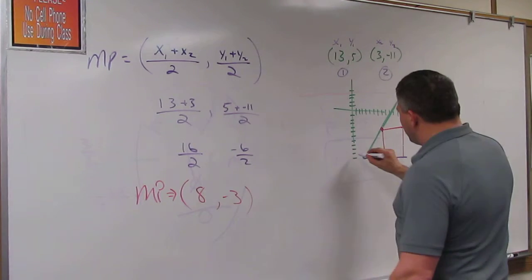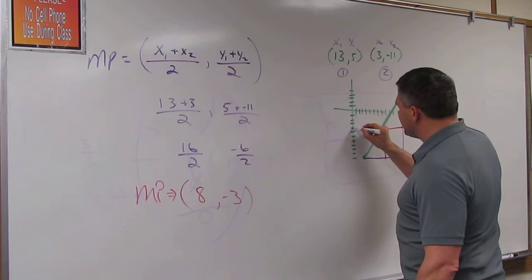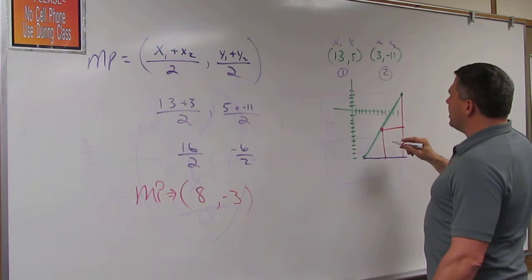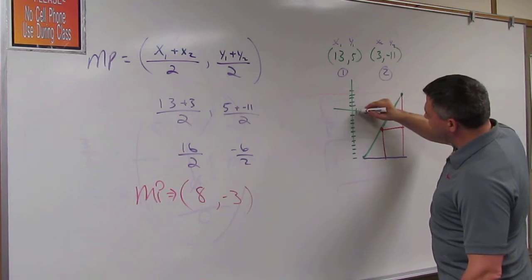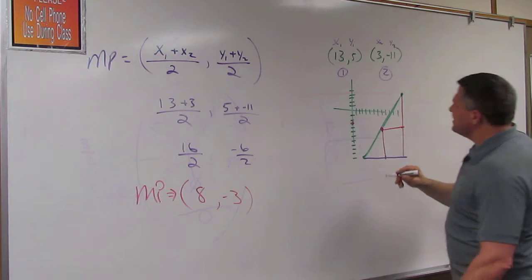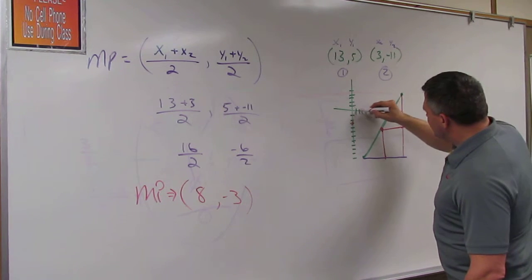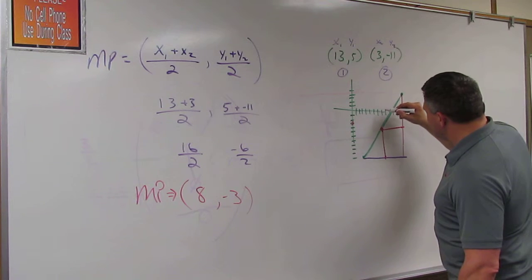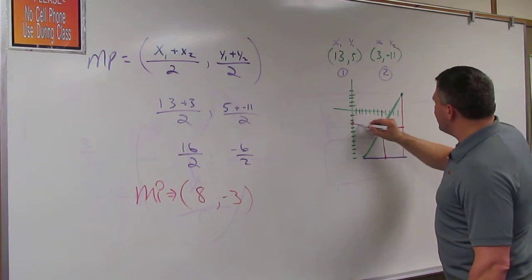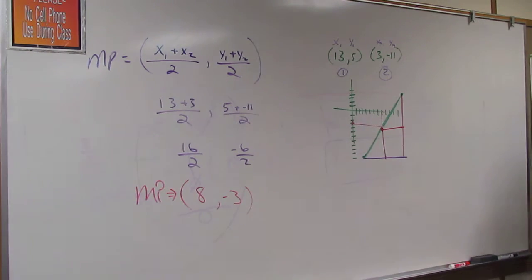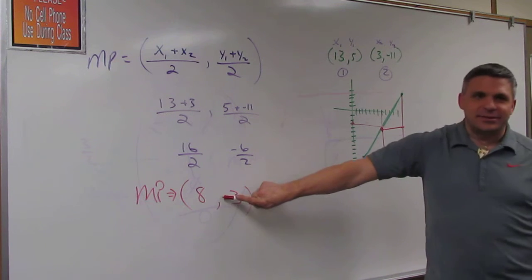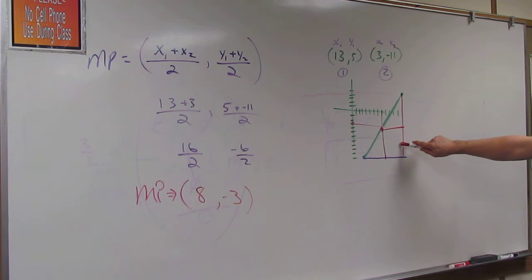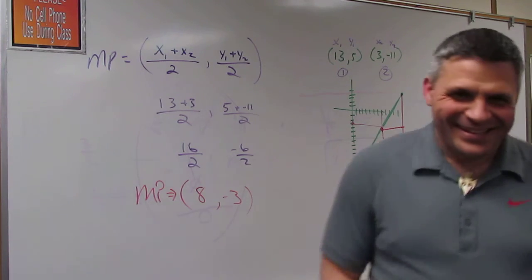So at 8, 1, 2, 3, 4, 5, 6, 7, 8, and negative 3, 1, 2, 3, and the picture's only as good as the artist, and well, you know I'm no artist, but it's pretty close. This is exact. This is art. So.